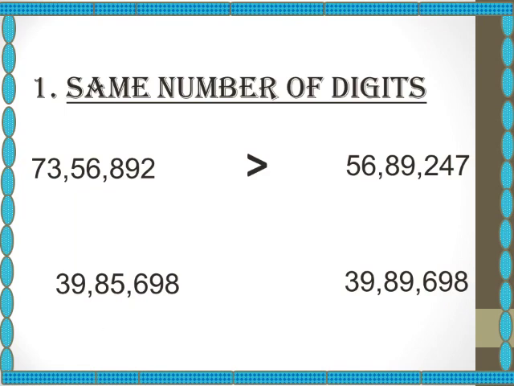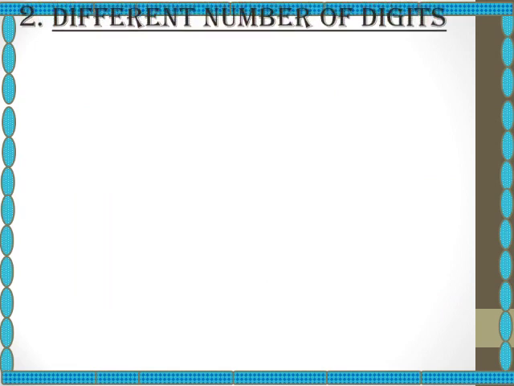What is it here? 8. There also 8. So again the digit is the same. Now you move on to the next digit. Here it is 5. There it is 9. So you know 5 is less than 9. So what will you write? 39,85,698 is less than 39,89,698.